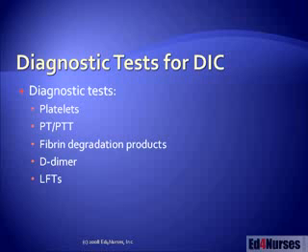D-dimer is one of the first things that gets released during the fibrinolytic pathway. Fibrinolysis is breaking down clots. We have the clots forming because of inflammation, and then the body's breaking them down. So D-dimer and fibrin degradation products, also called fibrin split products, are signs that the body is breaking down the clots that are being formed by this DIC process. In addition, liver function tests can be elevated because all this junk is going back down to the liver and having to be filtered out.